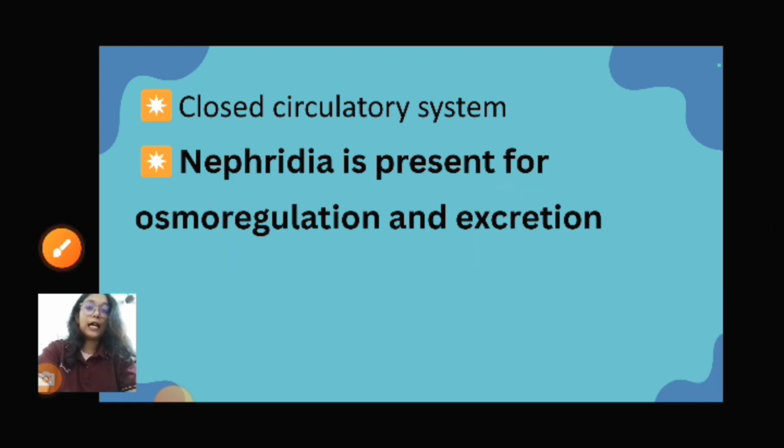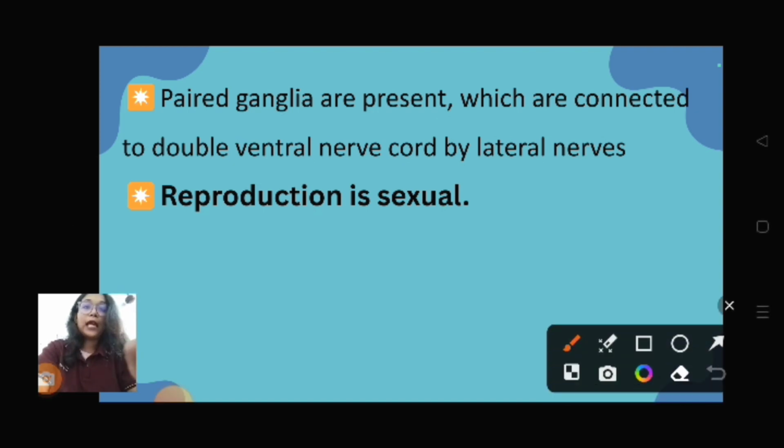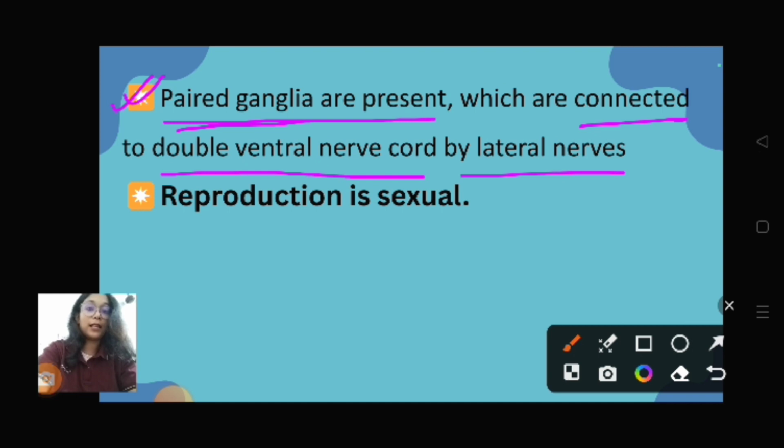Then moving on to the next slide, it is saying that paired ganglia are present. So it is talking about the nervous system. So they are having paired ganglia which are connected to double ventral nerve cord, bilateral nerves. Means they are having a pair of ganglia. I'll show you one diagram. And this is connected to two ventral nerve cords. And this double ventral nerve cord is again joined by lateral nerves.